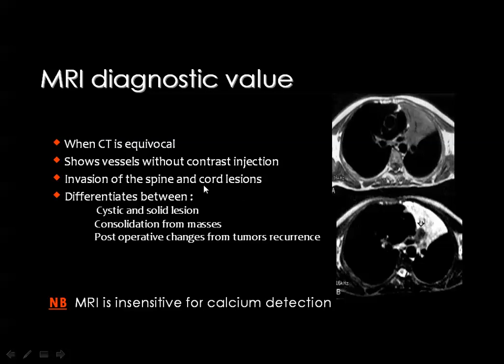Then MRI is more valuable than CT in assessment of spinal lesions and spinal cord invasion or compression. Meanwhile, MRI can differentiate cystic from solid lesions by the same rule as CT. Also, this is a good value of MRI. We mentioned that in the lecture of imaging of lung cancer.